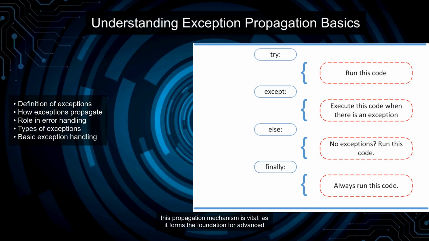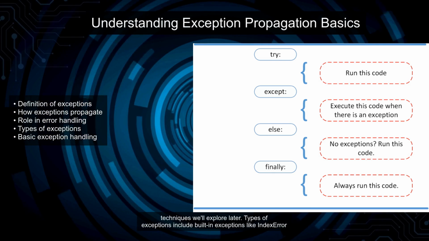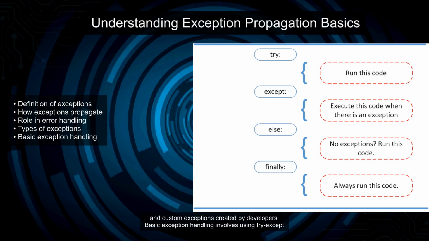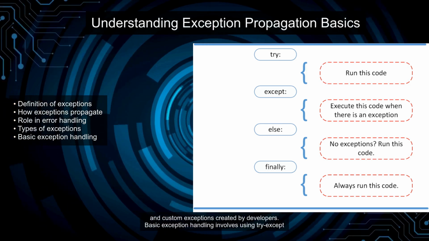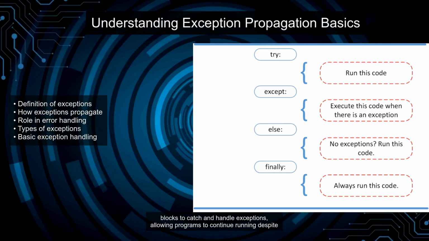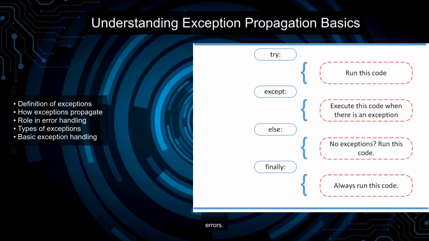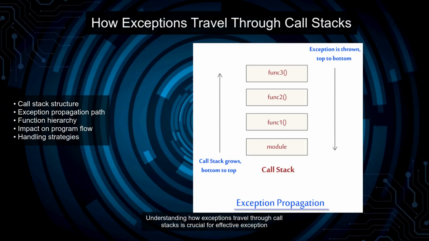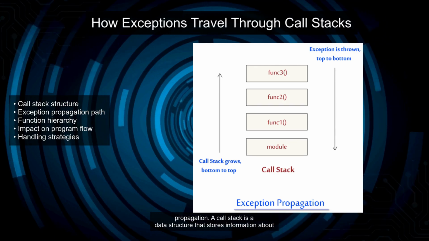Understanding this propagation mechanism is vital, as it forms the foundation for advanced techniques we'll explore later. Types of exceptions include built-in exceptions like IndexError and custom exceptions created by developers. Basic exception handling involves using try-except blocks to catch and handle exceptions, allowing programs to continue running despite errors. Understanding how exceptions travel through call stacks is crucial for effective exception propagation.